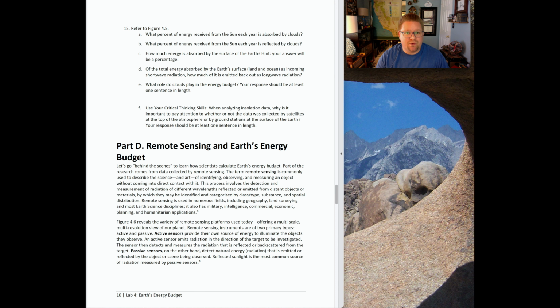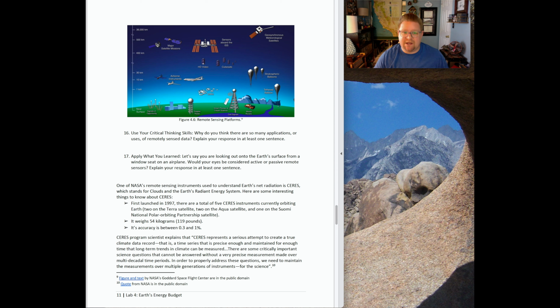As we work through this page, we get a beautiful diagram, figure 4.6, showing different types of remote sensing platforms. Questions 16 and 17 are asking you to use your critical thinking skills with that diagram above and think about what types of applications or things in which that data can be sensed or used. Then you'll move forward and look at one of NASA's remote sensing instruments used to understand Earth's radiation and learn a little bit more about that.